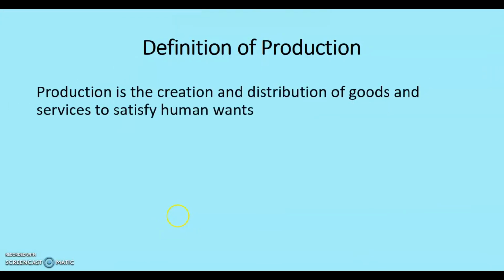So let's begin. We start with the definition of production. We define production as the creation and then distribution of goods and services to satisfy human wants. So examples of production are farming, teaching, manufacturing, etc.